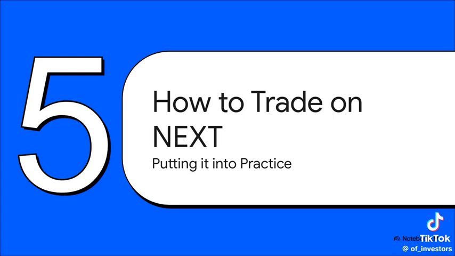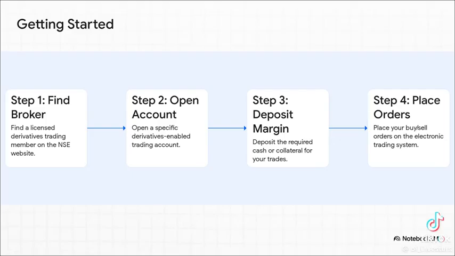Okay, we've done the theory, we've met the Greeks, now it's time for the rubber to meet the road. How do you actually take all this knowledge and put it into practice? How do you make your first trade on the NSE Next Market? It's actually pretty straightforward. Step 1, you've got to find a broker that is licensed for derivatives trading. And just a heads up, not all of them are. Step 2, you'll open a special derivatives trading account with them. Step 3, you deposit your margin, which is kind of like a good faith deposit. And then step 4, you're ready to go. You can start placing your buy and sell orders.